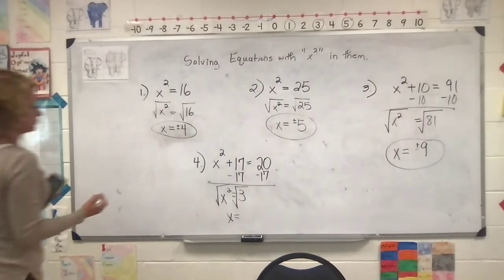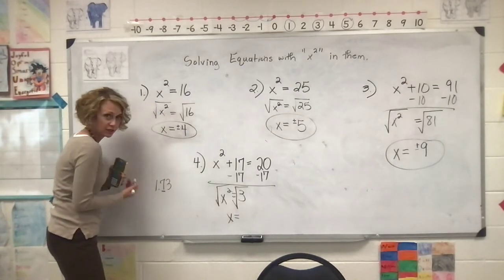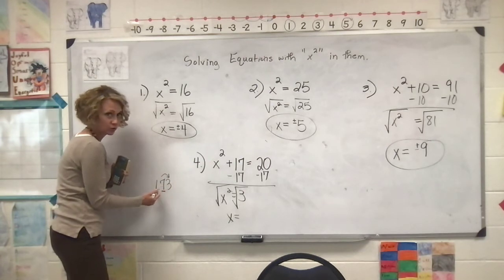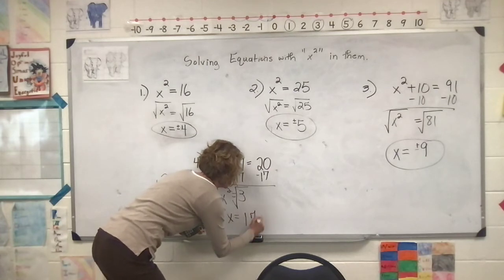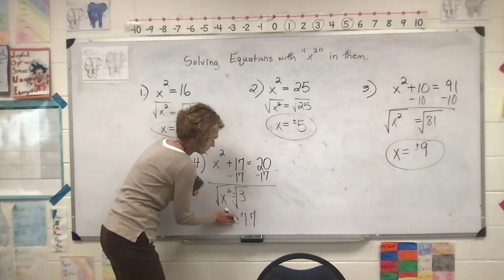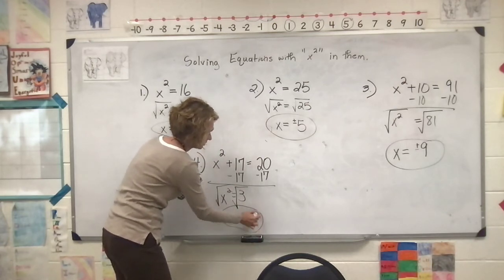So since I get 1.73 and I'm asked to round it to the nearest tenth, I'm going to look at the number in the tenths. I'll look 1 to the right, 5 or more raise the score, 4 or less let it rest. That's going to stay at 7. So I'm going to put 1.7, positive or negative. And actually, since I've rounded this, I'm going to put an approximation symbol.